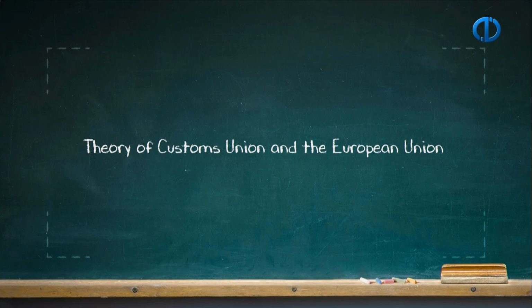The last stage or type of the economic integration process is the economic and monetary union. Economic and monetary union encompasses all the features of the common market and goes further to unify all the economic institutions. Let's move on to the theory of customs union and the European Union.